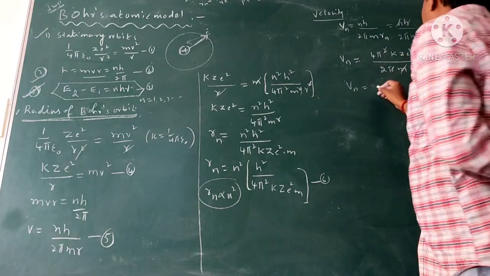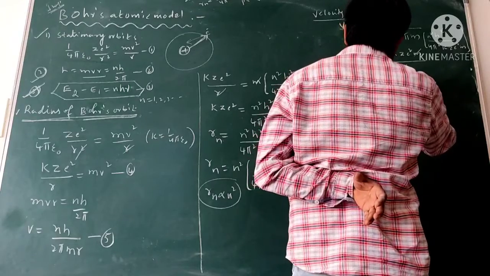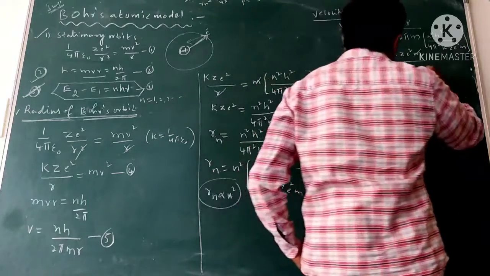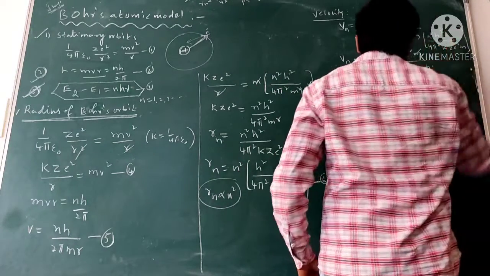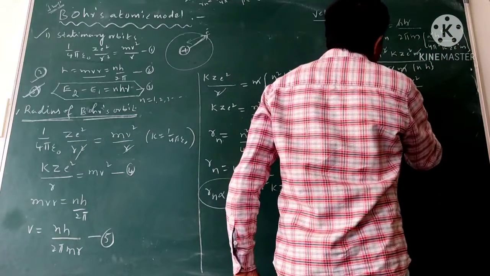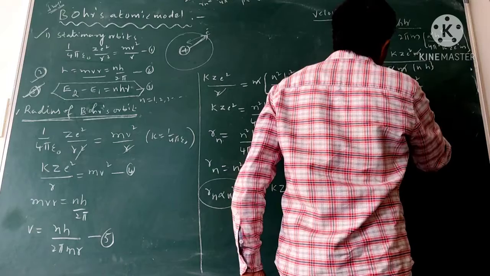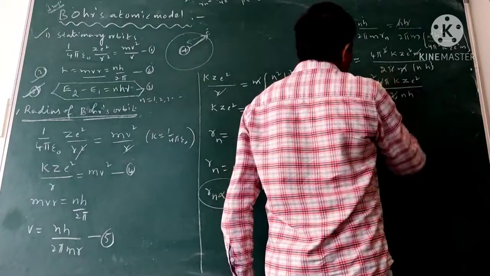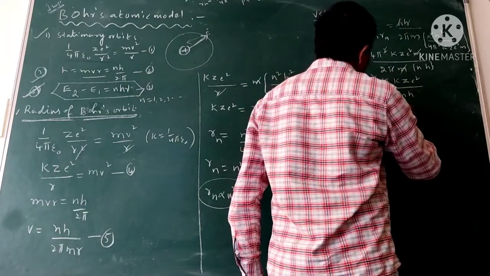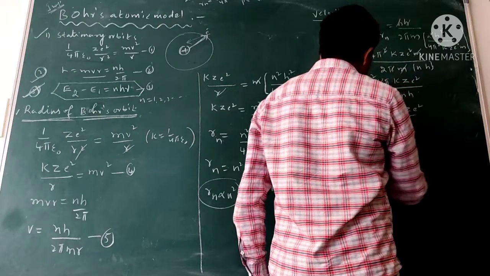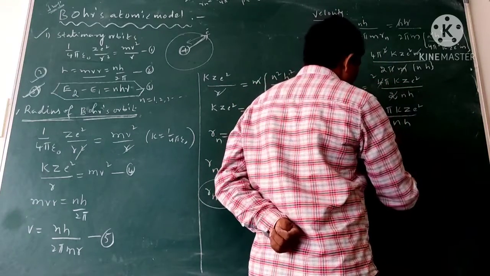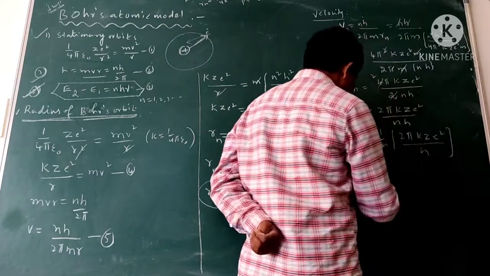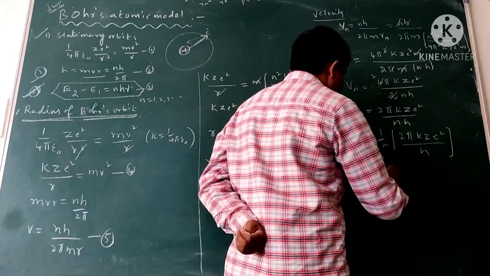Vn is equal to 4 pi k z e square by n into h. So 1 n and 1 h is also there. So 2 into nh, that means 2 one's are 2, 2 twos are 4. Vn is equal to 2 pi k z e square by n into h. So the equation is also written as 1 by n into 2 pi k z e square by h. So these are the constants. Vn proportional to 1 by n.